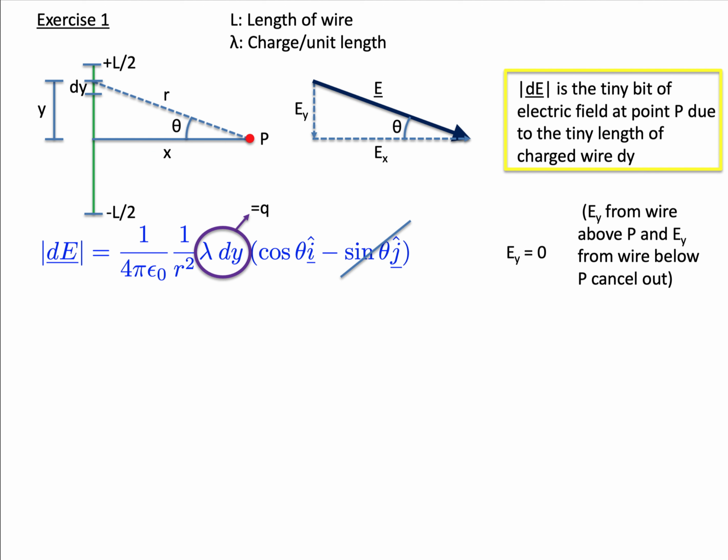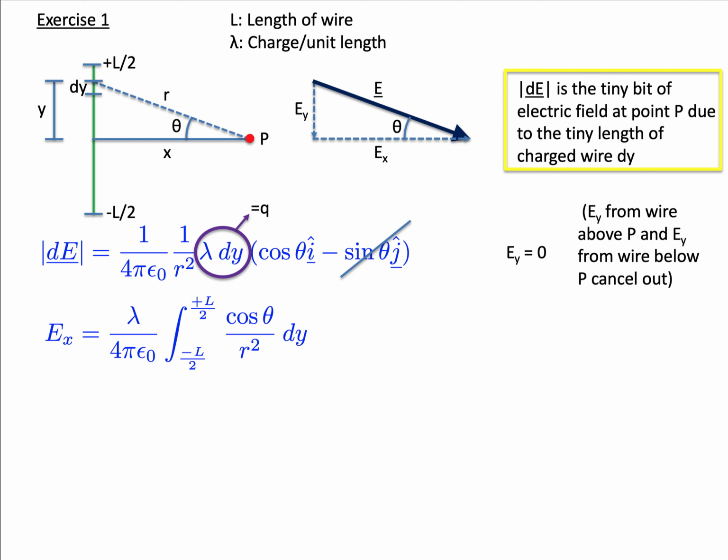That just leaves us with the Ex component, and we want to add up the Ex components from the whole wire, so we need to do an integration. We can't just find the Ex component from one tiny bit of wire dE and multiply it by the whole length, as the Ex component changes as we go down the wire. That's why we need to do an integration.